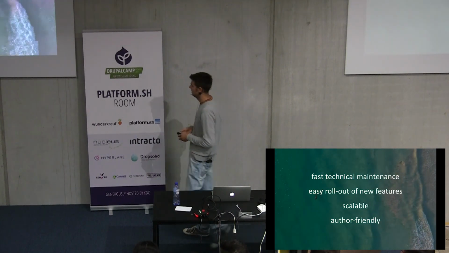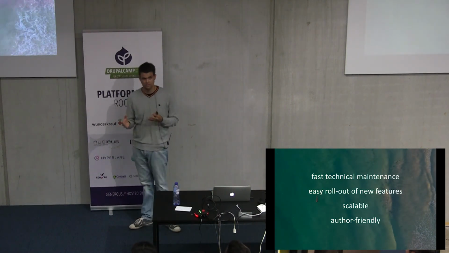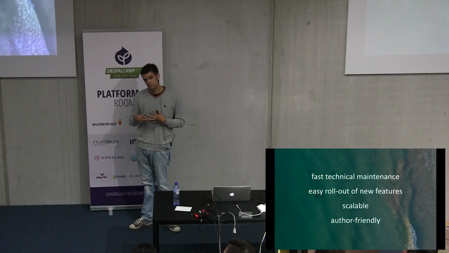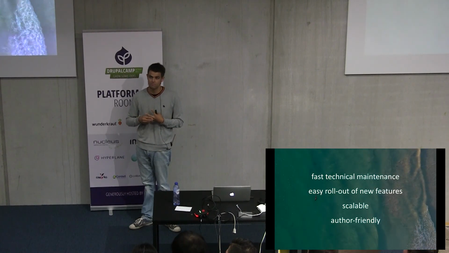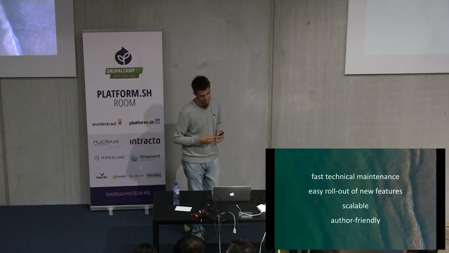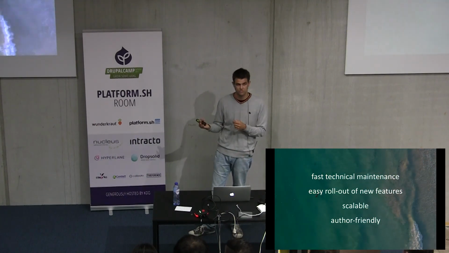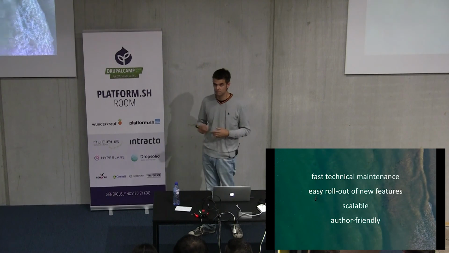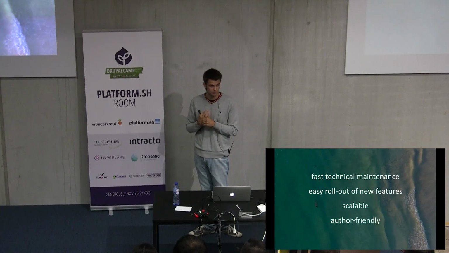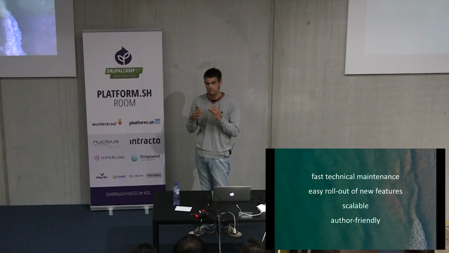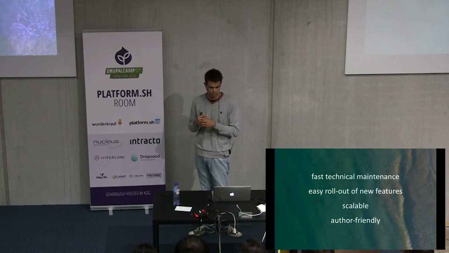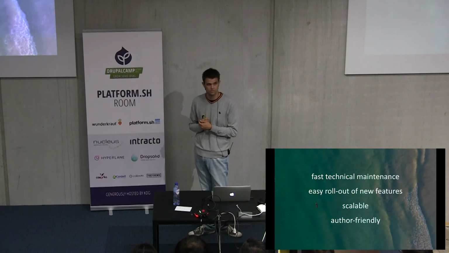So to summarize, we can have fast technical maintenance of all these 3 websites. If there's a bug, we can solve it once. Chances are that we don't have to test it on 3 websites because most of the configuration of every website is the same, so we're not that heavy on testing anymore. We can easily roll out new features because most of the things are actually shared. It's pretty scalable. And also for authors it's pretty friendly because they don't have to learn new content types or new configurations, so it looks the same for the authors too.